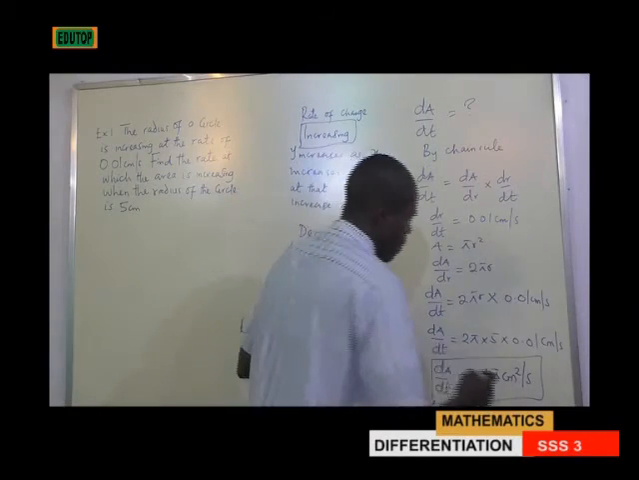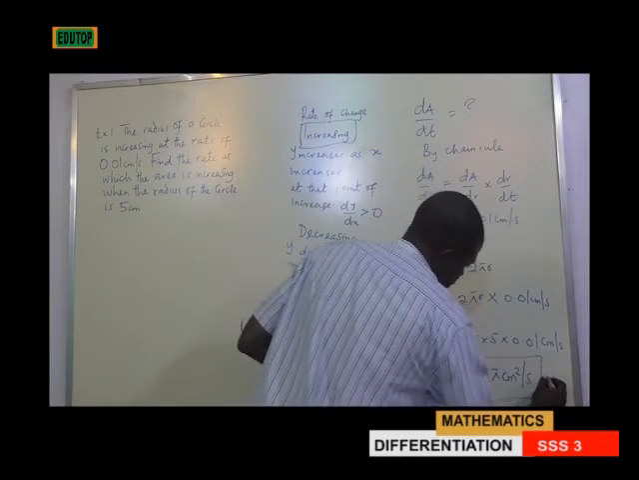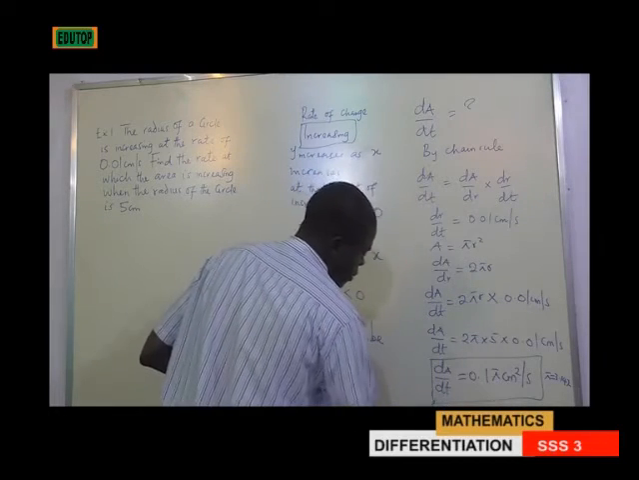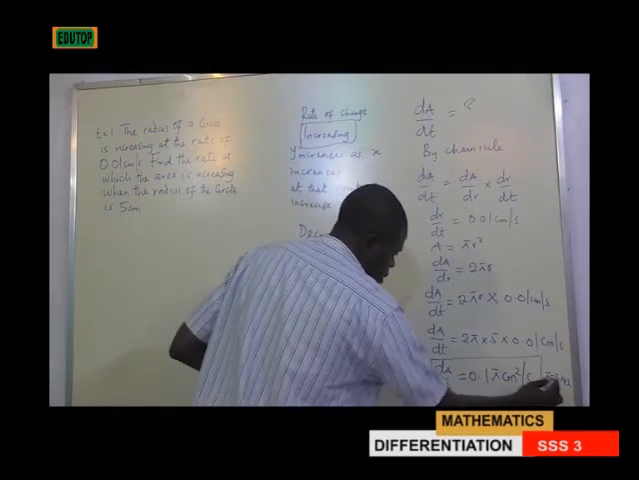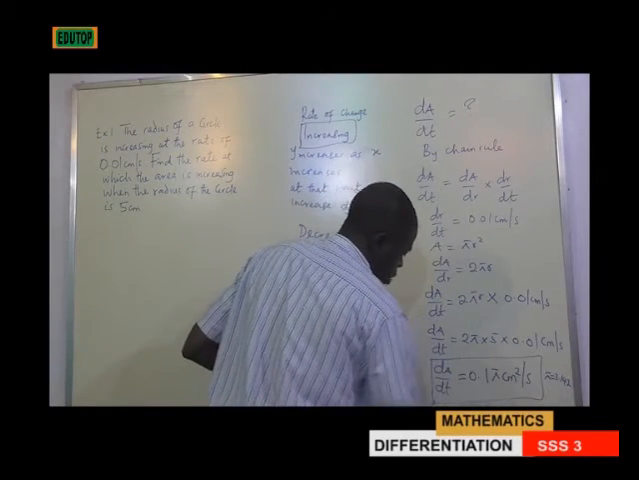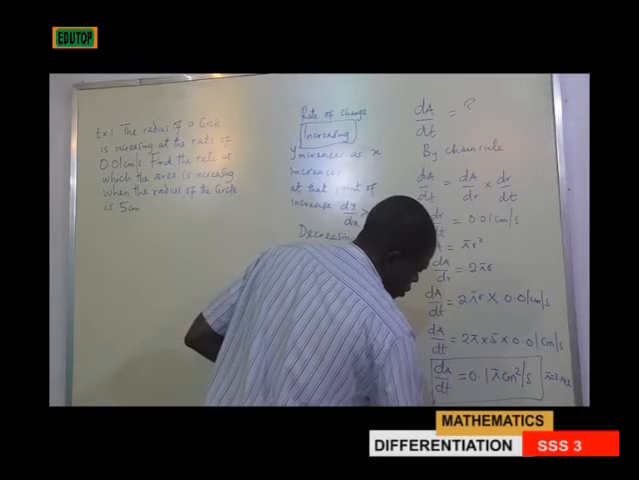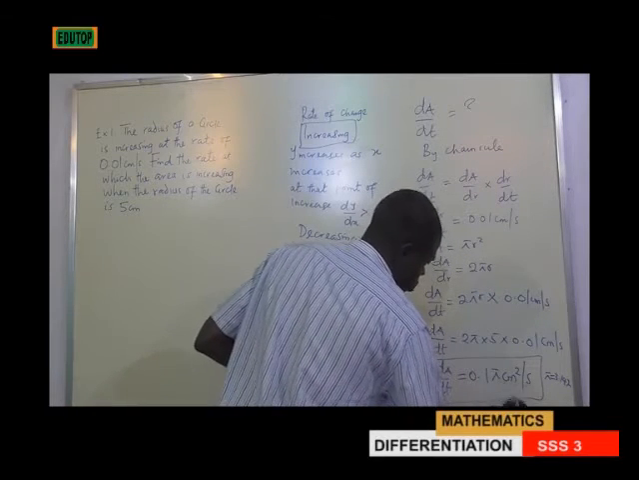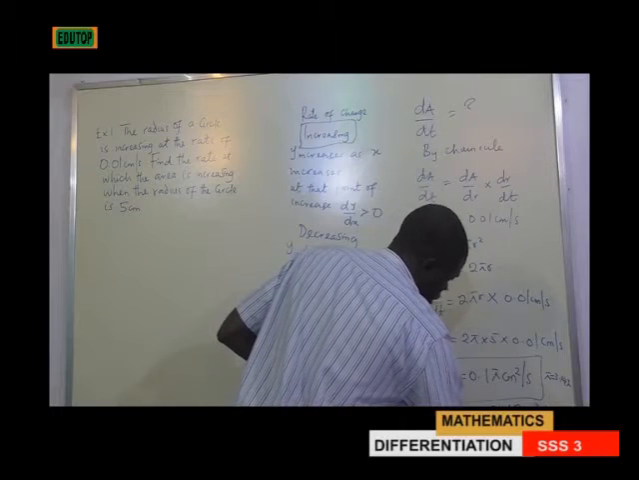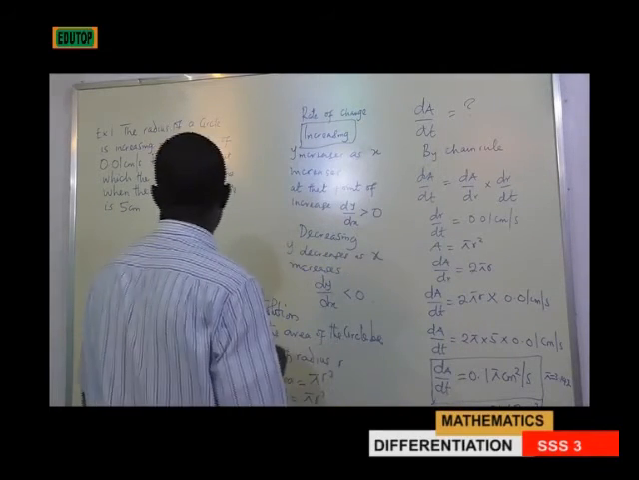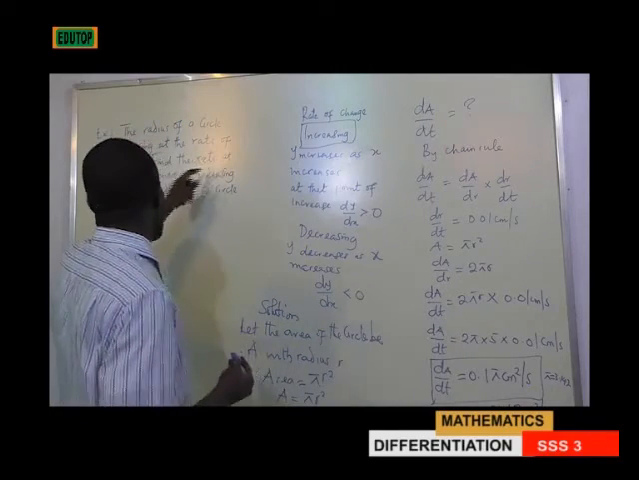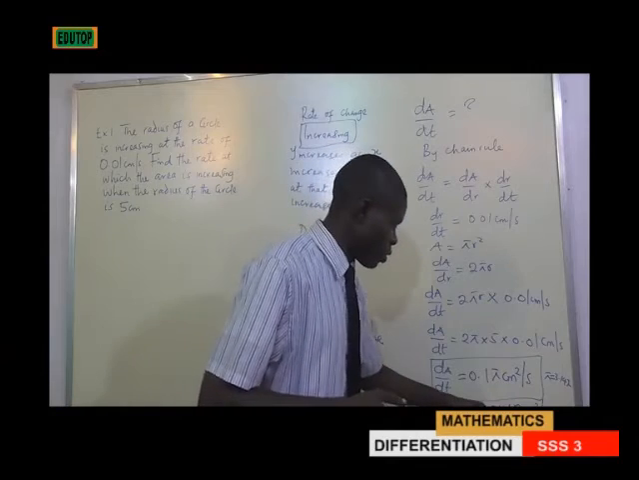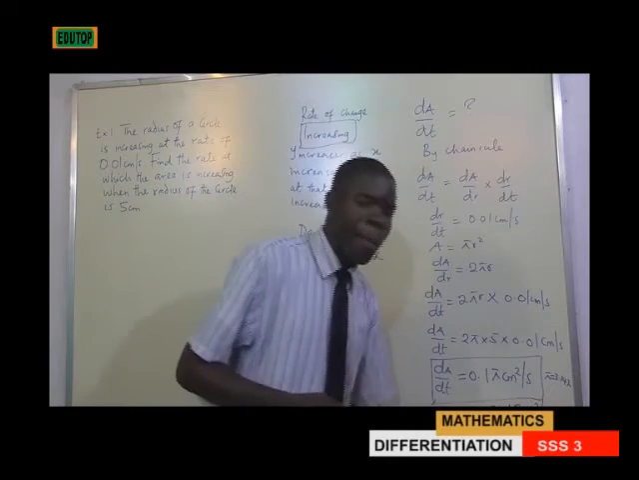But in case pi is given as 3.142, then you multiply it. So 0.1 times pi will now give us 0.3142 centimeter squared per second. And the answer to this, the rate at which the area is increasing, will definitely be 0.3142 centimeter squared per second.